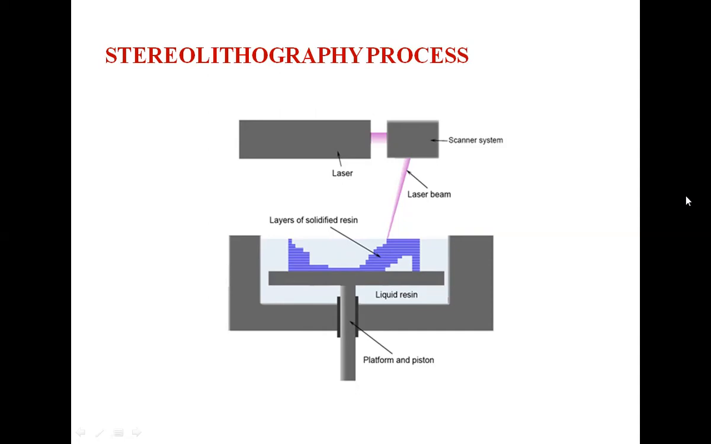Here you can observe the layers of solidified resin. Under these layers of solidified resin, you can observe the liquid resin. This liquid resin is exposed to the laser beam light, and that liquid resin is converted to a solid. This is the solidified resin. You can observe this.